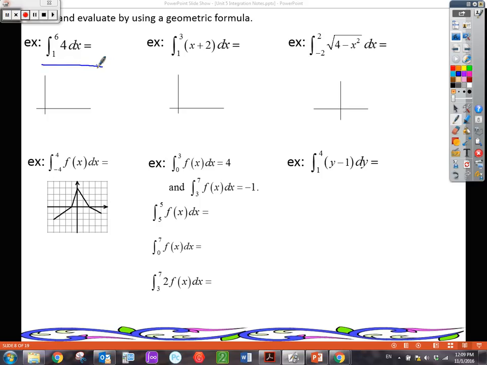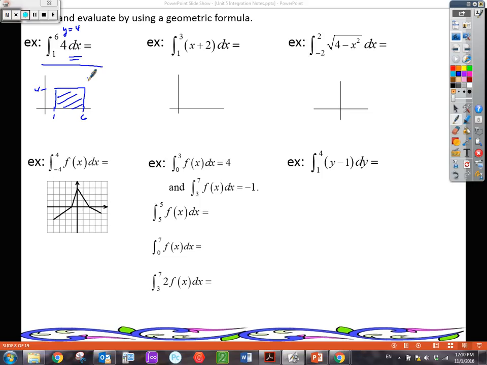We're looking at the integral from 1 to 6 of 4 dx. Let's think about what that 4 means. If we take it out of the context of the integral, that's like the y equals 4 line. That's what we're looking at, y equals 4, with respect to x. So we have x bounds, going from 1 to 6, and the equation of the line is y equals 4. So we're going to draw basically that horizontal line, and all we're doing is finding the area of that rectangle.